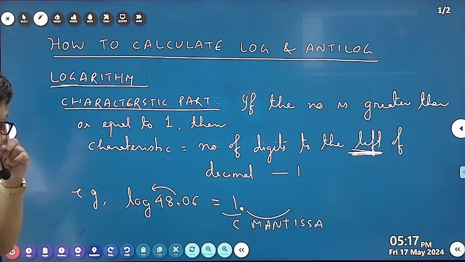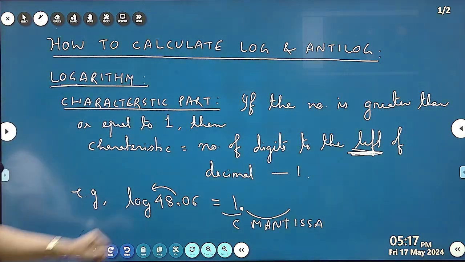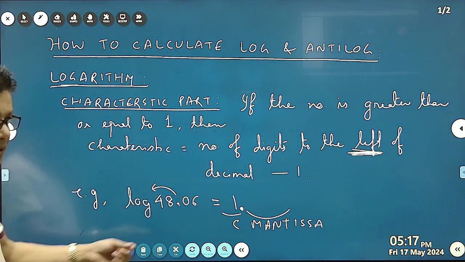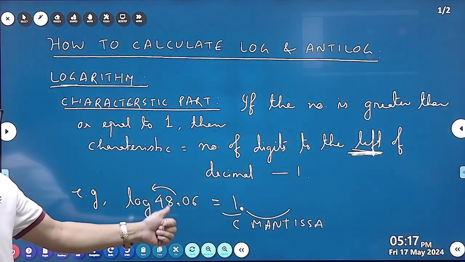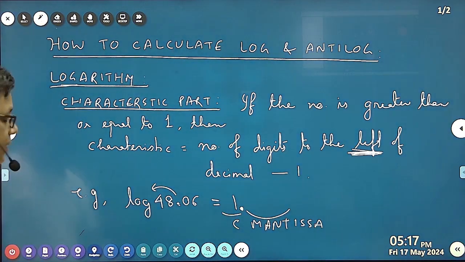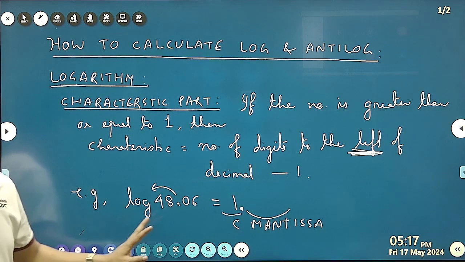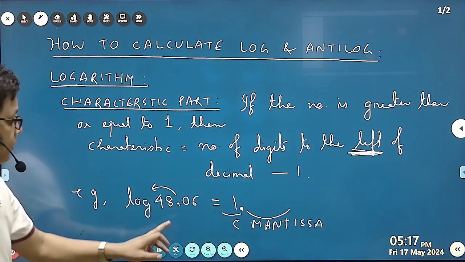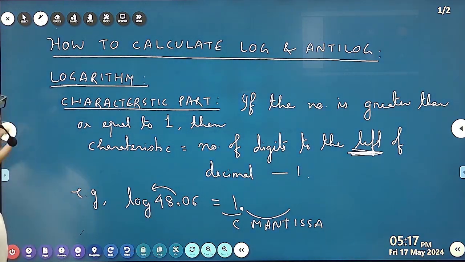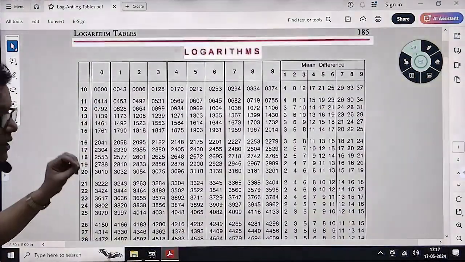You all can see in your mobiles. I have shared in the groups. Now what you have to do? Remember the number 4806. Now decimals, you don't have to consider at all. Just think of 4806 and go to the log table because I am finding the log.